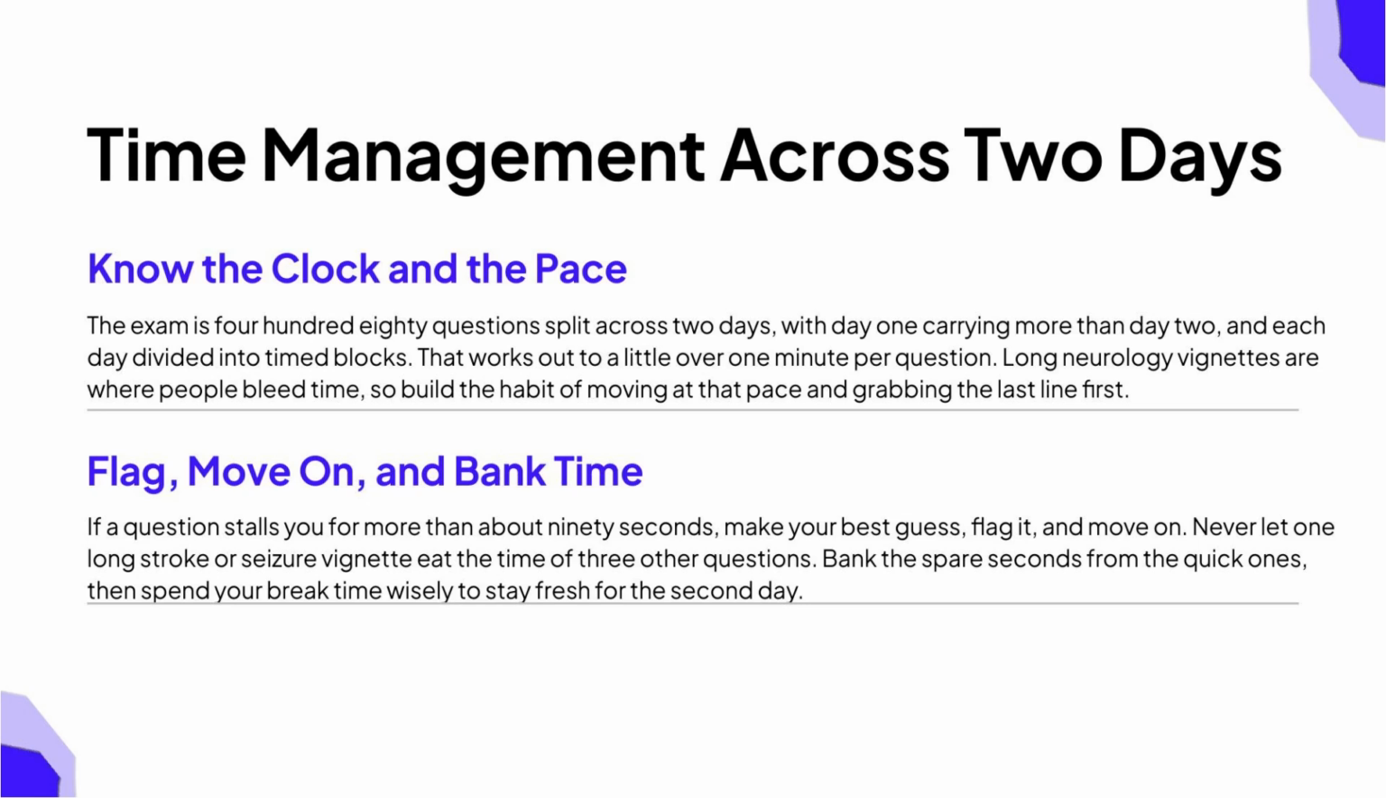First, know the clock and the pace, and practice at that speed in your question bank, so the rhythm feels automatic on test day. Long neurology vignettes are especially tempting to overread, so train yourself to grab the last line first. Second, learn to flag, move on, and bank time. If a single question has stalled you for more than about 90 seconds, lock in your best guess, flag it for review, and move forward, because letting one long stroke or seizure vignette swallow the time of 3 other questions is how blocks go unfinished.